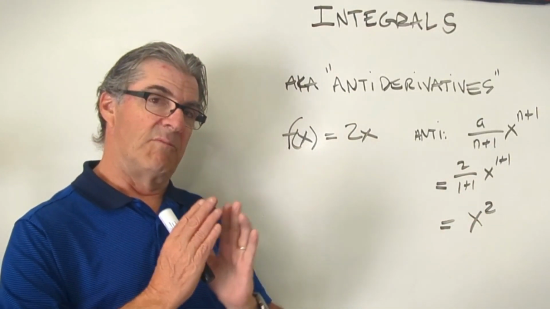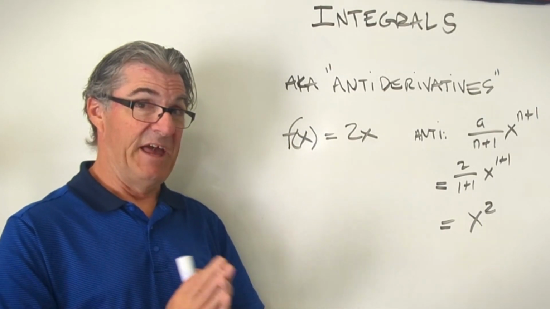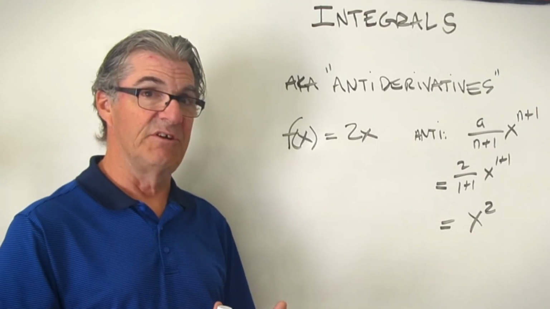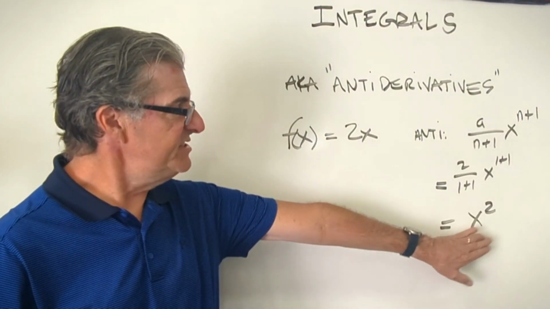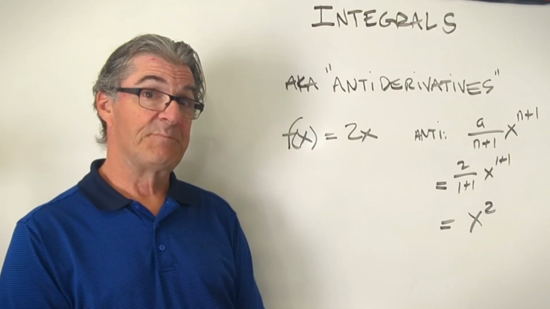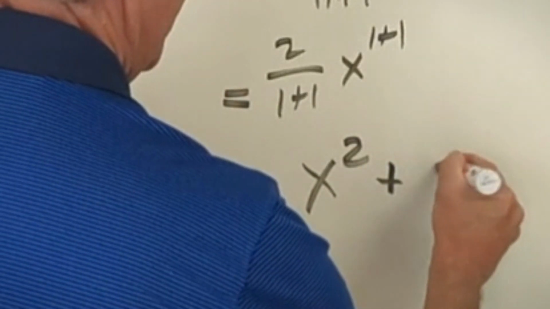Now, before we go on, there's one thing that's missing. And I made a mistake on the last video. I caught it when I edited it, but I did not catch it in real time. So think about that. What's missing? If this is the antiderivative of this, there's something else I need to put there. And that is the plus c.